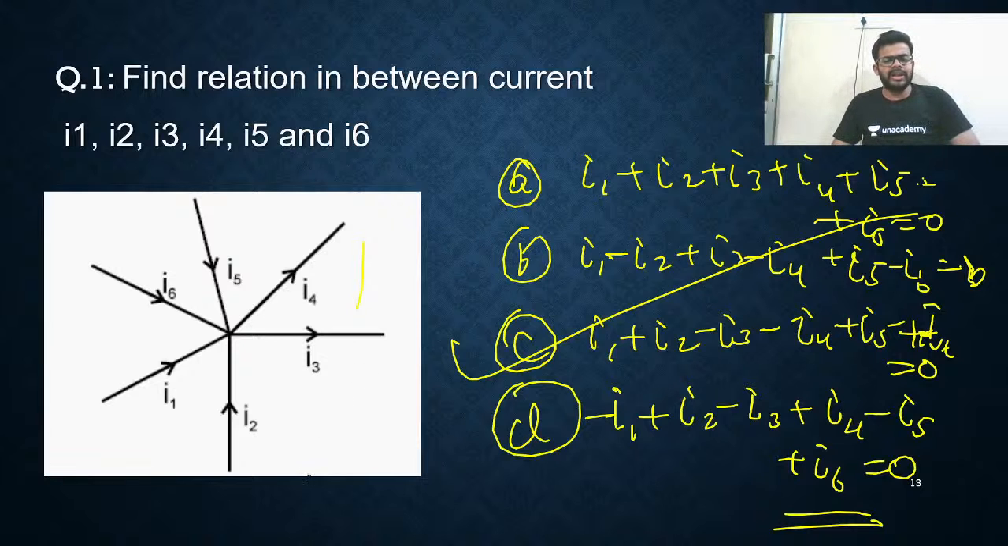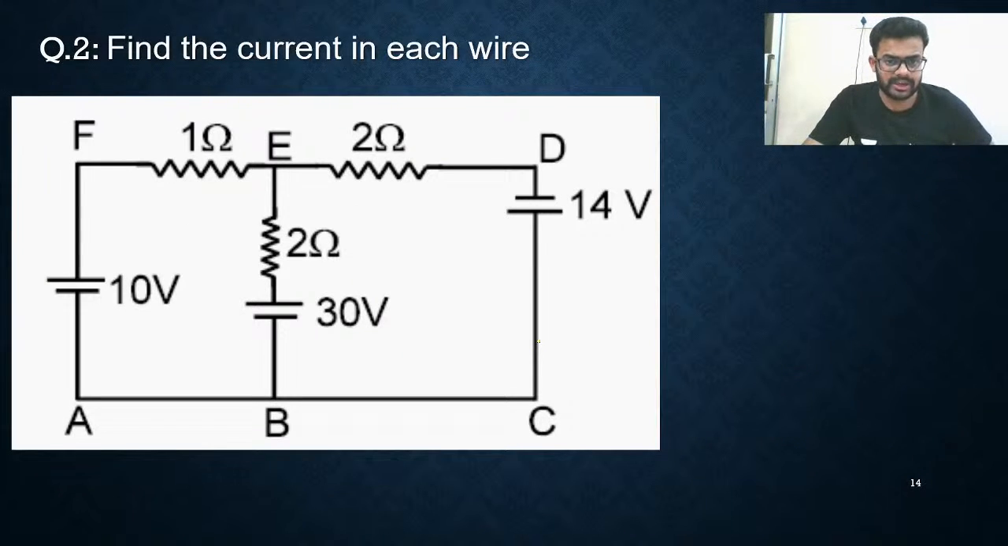Very nice. All currents coming in, I have taken positive, and going out, I have taken negative. So I4 is going out, and I3 is going out, so both are negative, else all are positive. So this is the answer, C option. Very good. Next, this is the question in front of you.